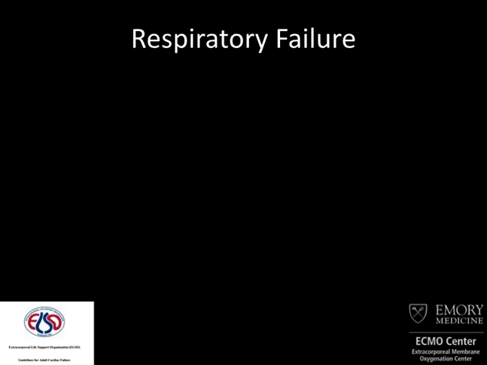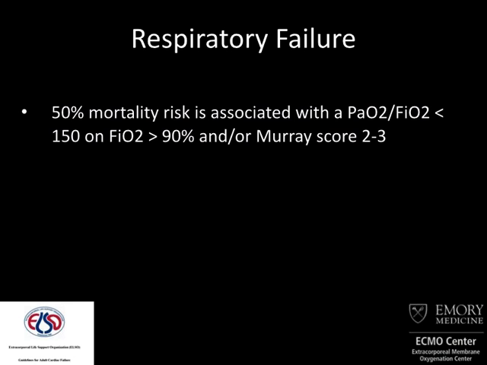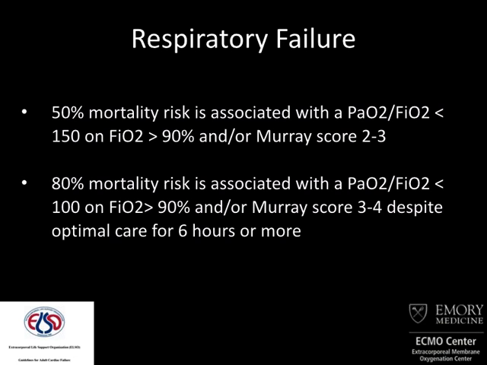Let's see here. In terms of respiratory failure, how do they define 50% mortality risk? They say that that is a patient with a PaO2 to FiO2 ratio of less than 150 on 90% FiO2 and something called a Murray score that's 2 or 3. And they say a 80% mortality risk is associated with the PaO2 to FiO2 ratio less than 100 on 90% and a Murray score of 3 or 4 despite optimal care for 6 hours. So what's a Murray score? It's the lung injury score, which we'll try to get to advance here.